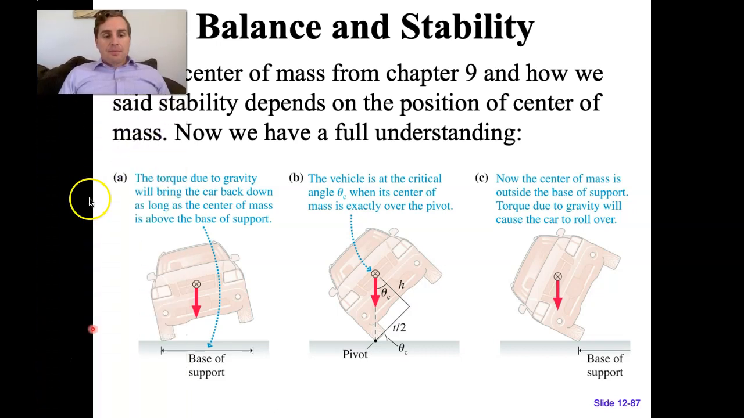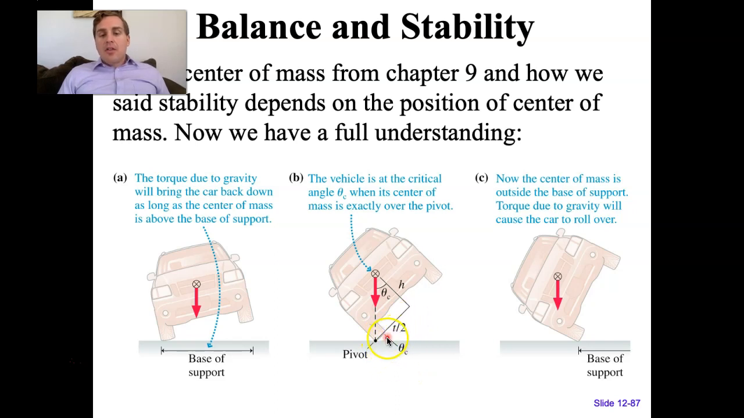So let's examine this. Suppose a car is lifted up with a torque. Notice that the weight vector is inside the base of support, and since the torque due to gravity will bring the car back down to the ground, its center of mass is above the base of support. Notice the base of support is where the two contact points were before we tried to torque this thing. Notice that if the force vector gets to this pivot point, in other words, if it's going to just get outside the base of support, then we've reached the so-called critical angle.